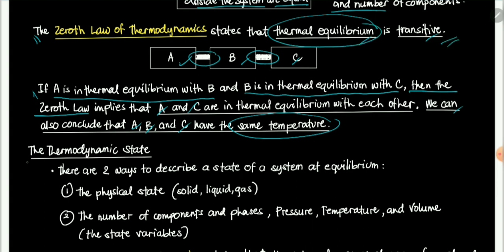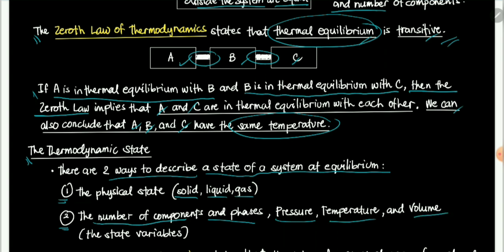Okay? So the zeroth law also describes what a thermodynamic state is. So there are two ways to describe a state of a system at equilibrium. So for the number one, okay, we can describe the physical state. Pwede natin sabihin kung solid, liquid, or gas siya. Okay? So pwede siyang description ng isang thermodynamic system na nasa equilibrium. Kasi the phase or the state describes the kind of equilibrium that this system has. Okay? Pwede rin natin i-describe yung number of components and phases, pressure, temperature, and volume. Yung mga parameters na nagde-describe ng ating equilibrium state. Kasi hindi naman sila nagbabago as you change time. Okay? So through time, pareho lang yung nagiging parameters ng system na to according to the zeroth law, as long as wala kang net input or output ng heat or work or hindi mo tinatry baguhin yung system.